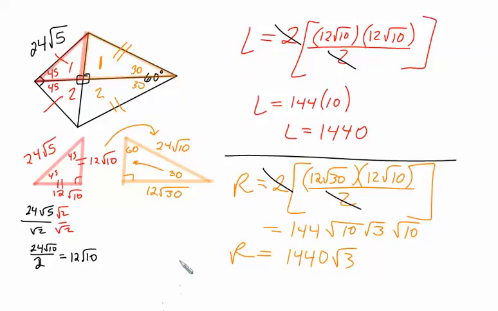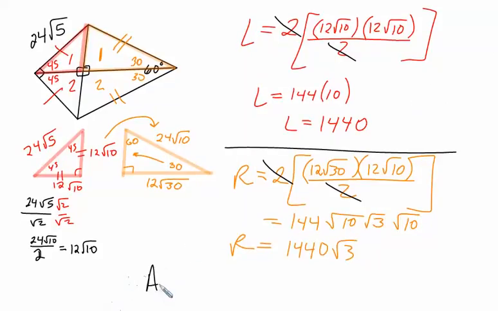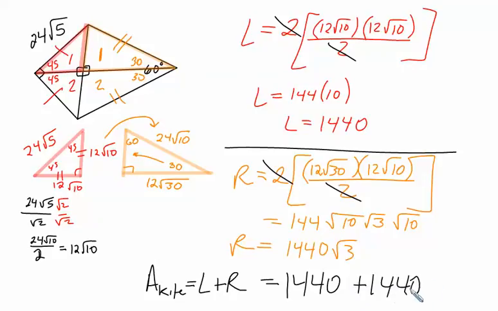So as we work to polish off this problem for the kite, the overall area of our kite would be the left-hand side plus the right-hand side added together, which is going to be 1440 plus 1440 radical 3. We cannot combine it any further. We cannot simplify it any further. They are not like terms, so that would be it.